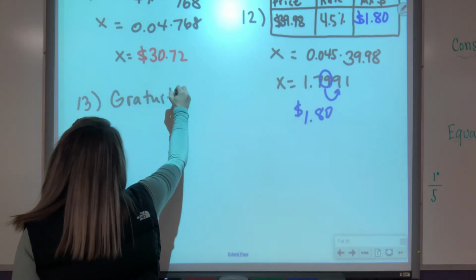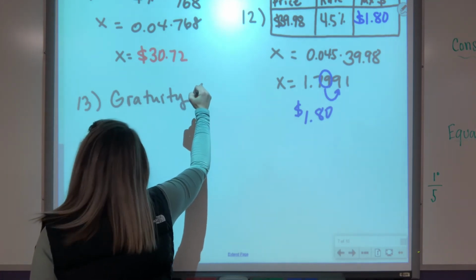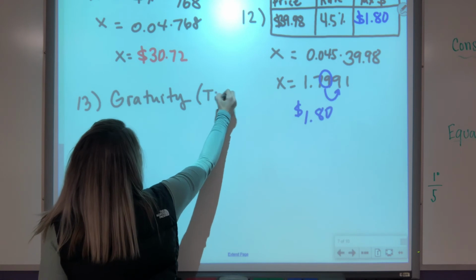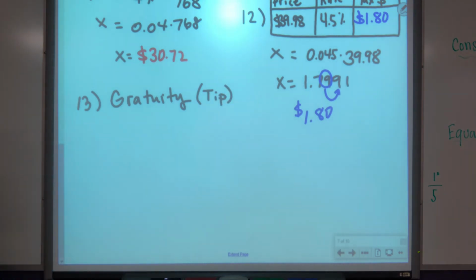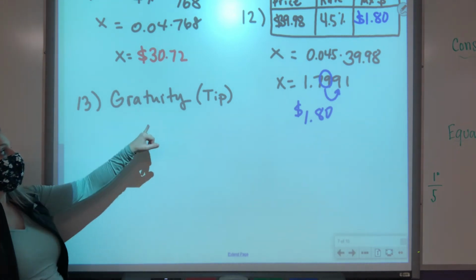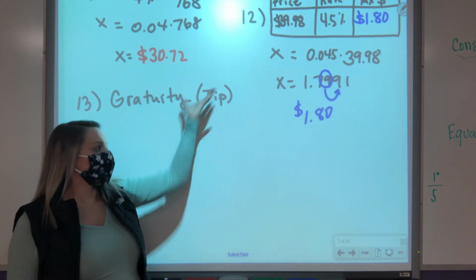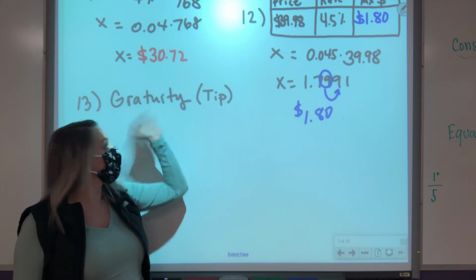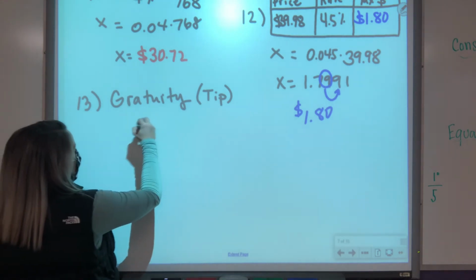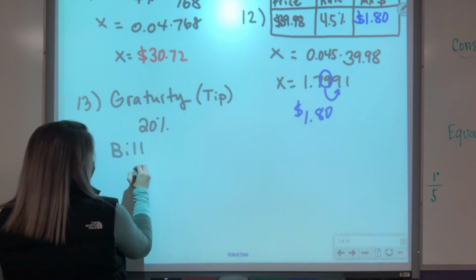Gratuity is just another word for what, Emma? Tax? Nope. Price? Nope. Income? Nope. Economy? Tip. Oh. Okay? So, gratuity, gratitude, grate, that root word, means you're thankful for something. So gratuity or gratitude, that's when you're giving a tip. The short version of that is tip, and then we've got gratuity. So gratuity is 20%, and our bill was 141. Is that right? Yes.